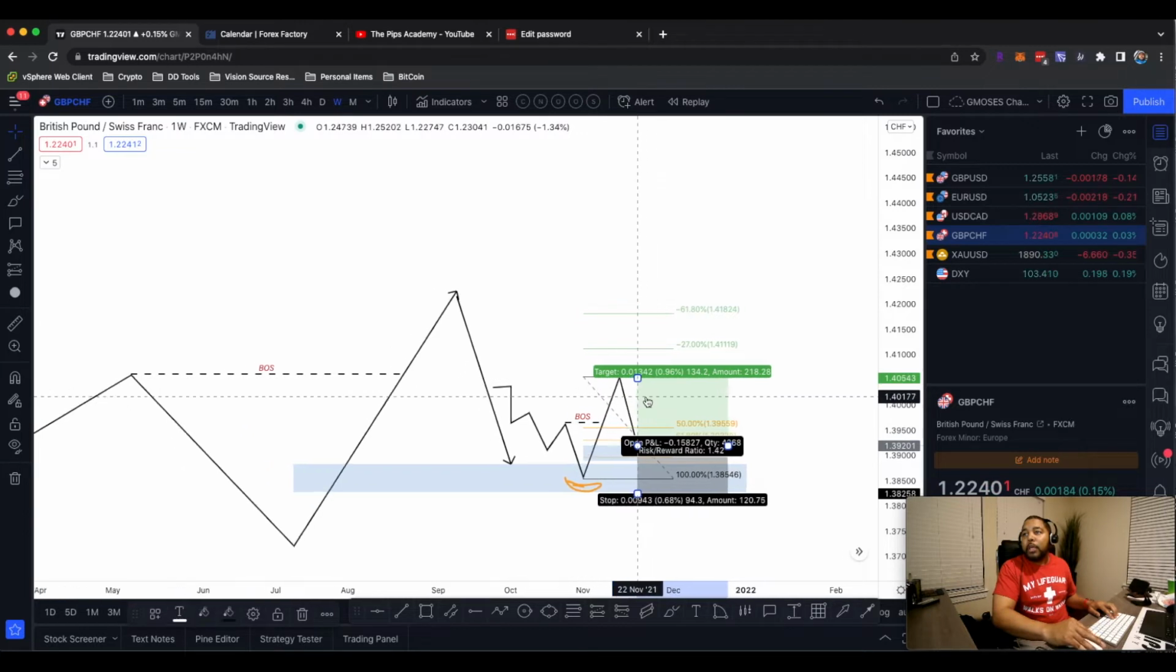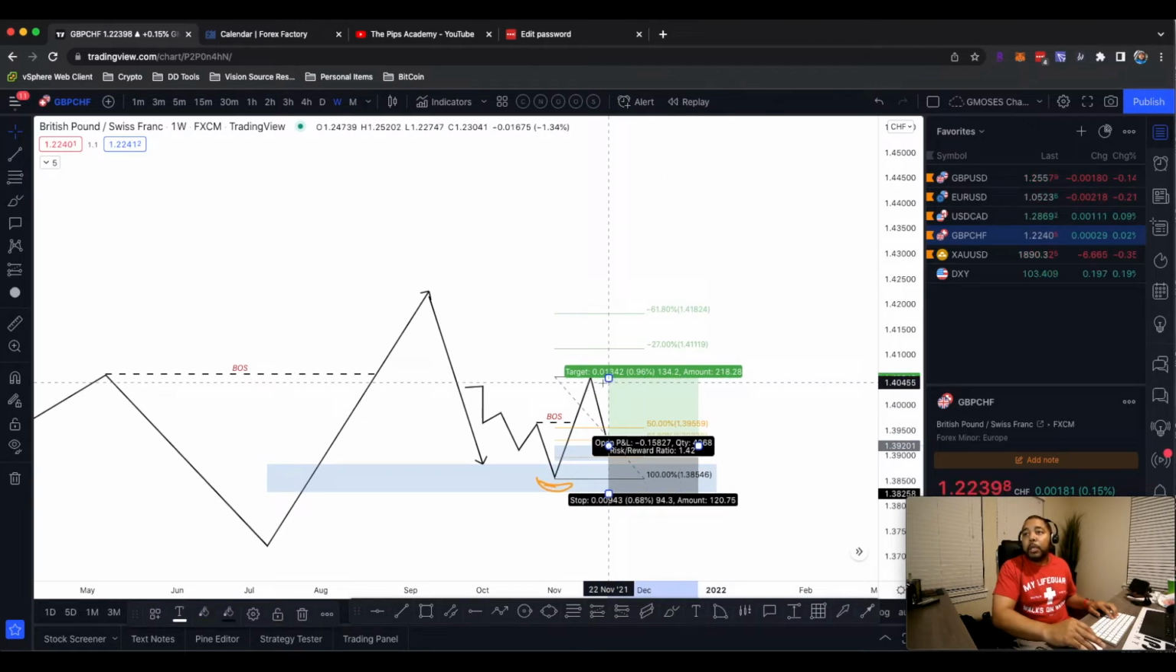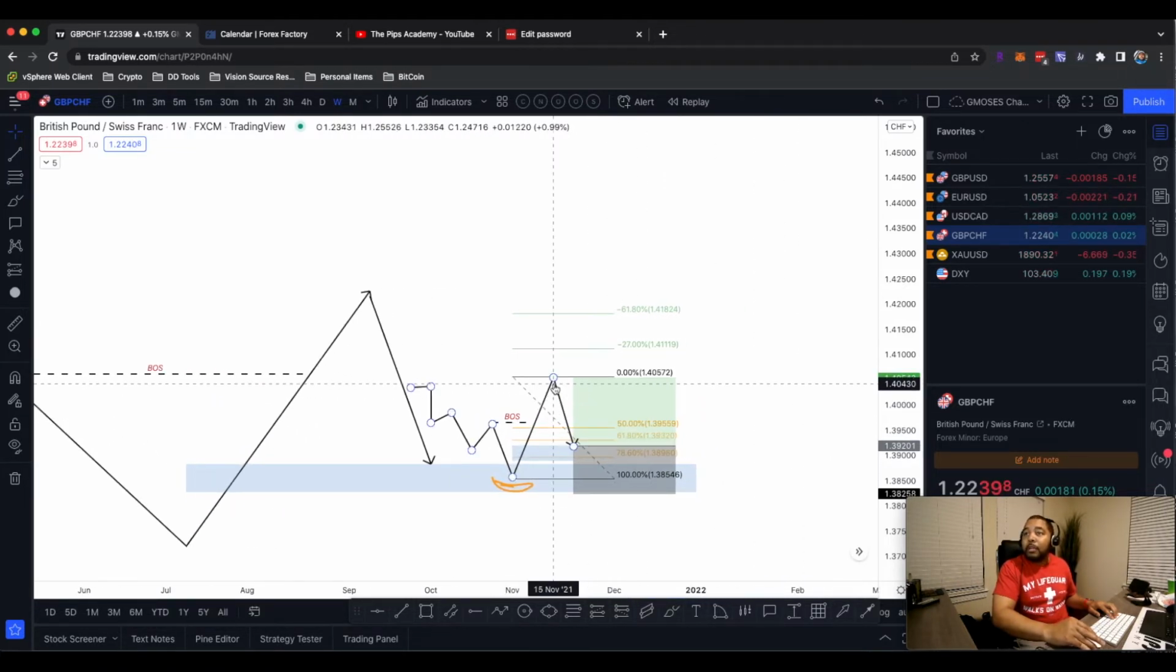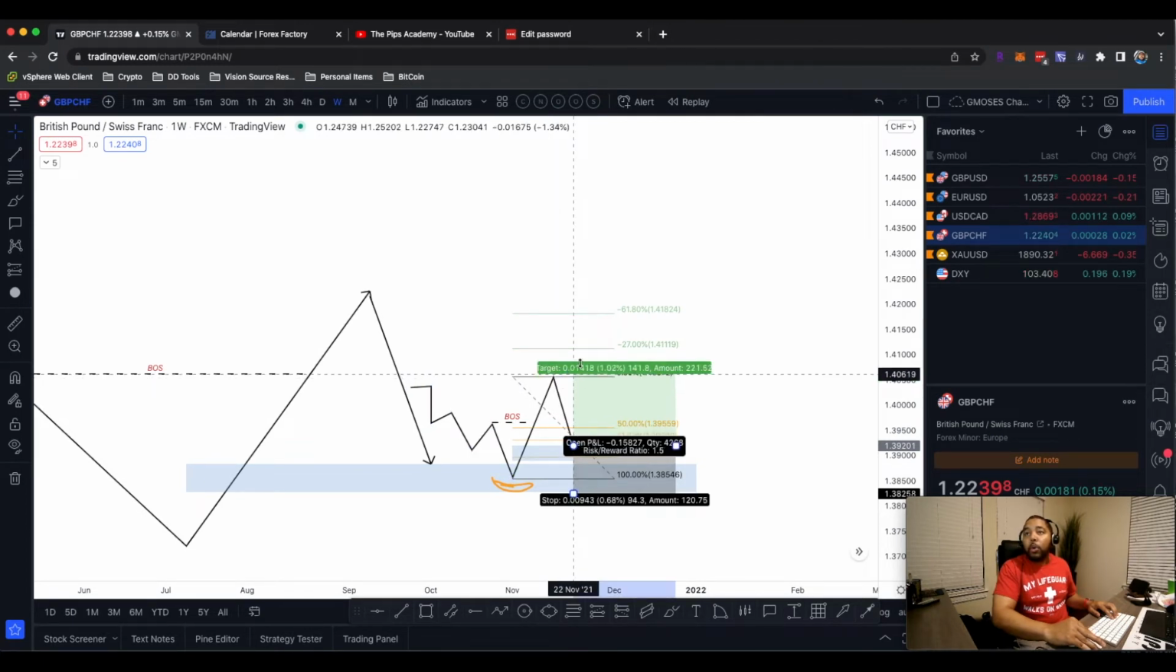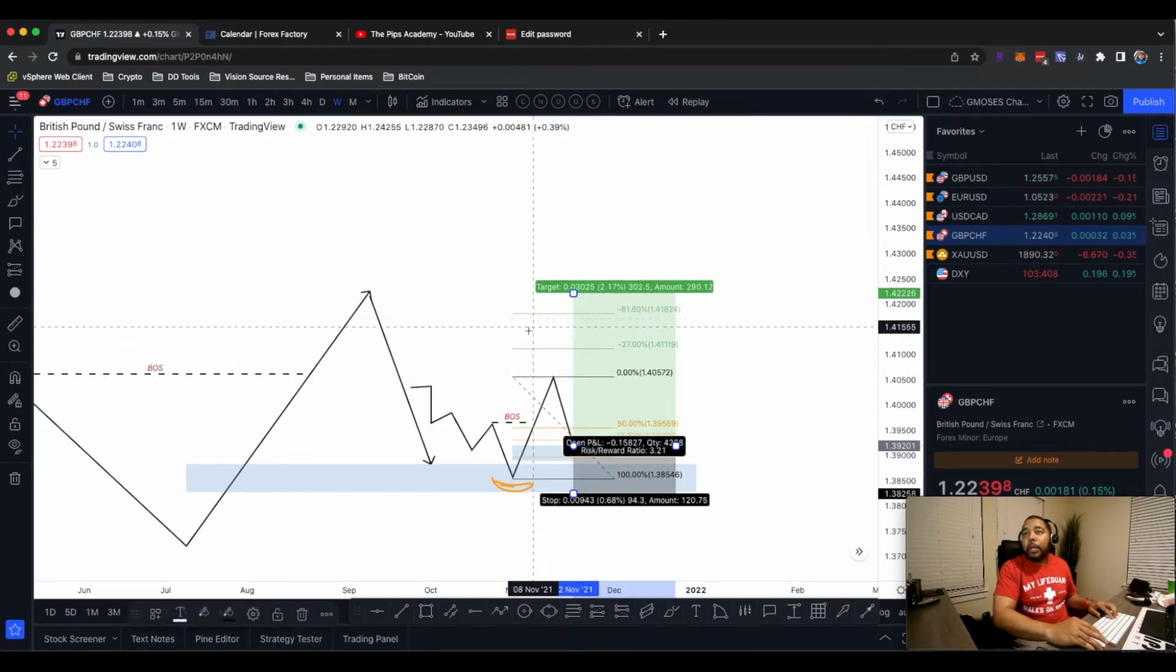Your TP could be in two places. Your TP can be here, targeting the 15-minute liquidity high, or your TP can be in this area here, targeting the 4-hour liquidity high here.